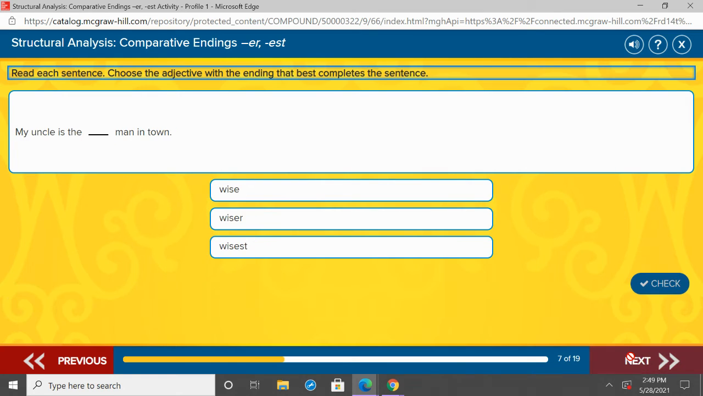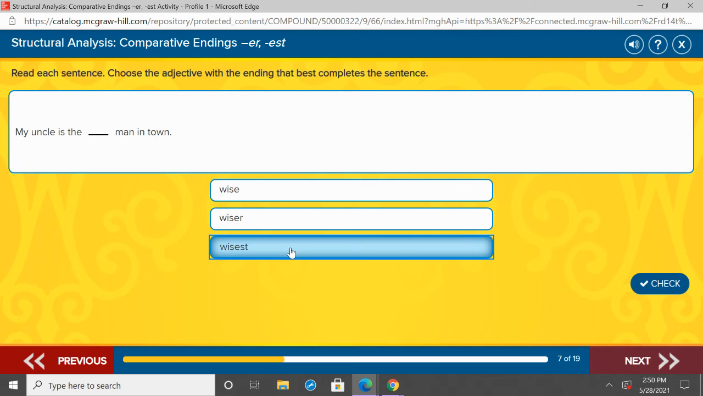Excellent work. All right, my uncle is the blank man in town. So we're using the word wise. We are comparing the uncle to every man in town. That's more than just comparing 2. So we need our EST ending. To know how to spell it properly and add that EST ending properly, we need to look at the word wise. It ends with an E. So we know we drop the E and then add our ending. So we're going to drop the E and then add EST. My uncle is the wisest man in town. Good job.